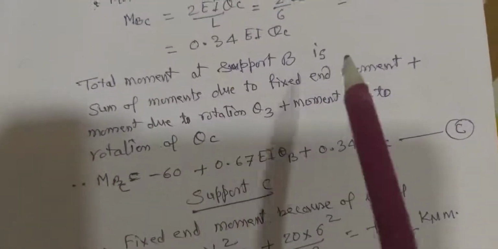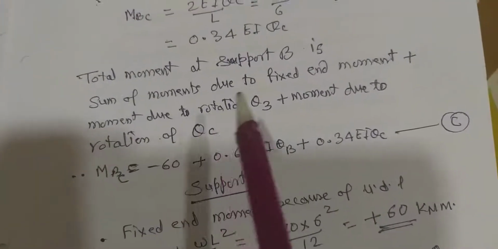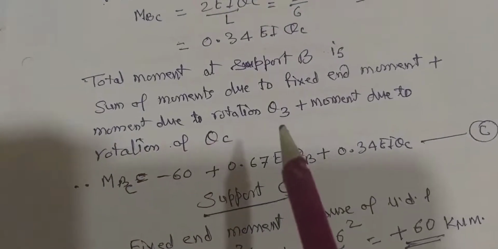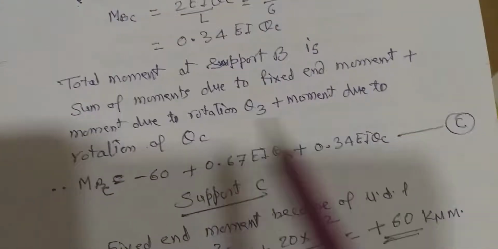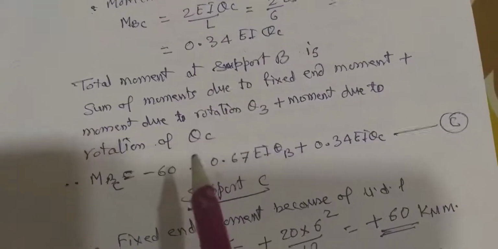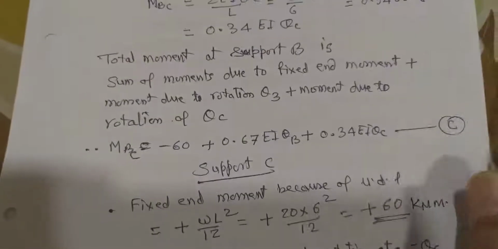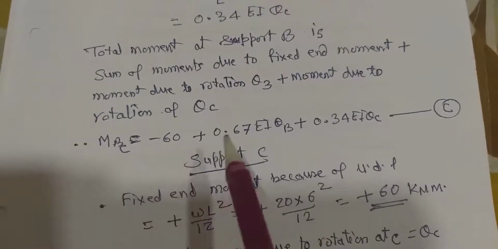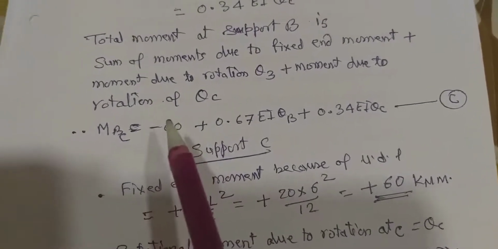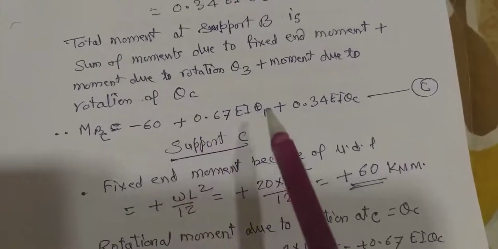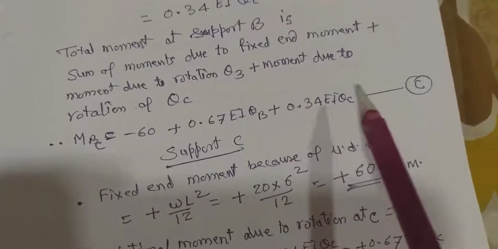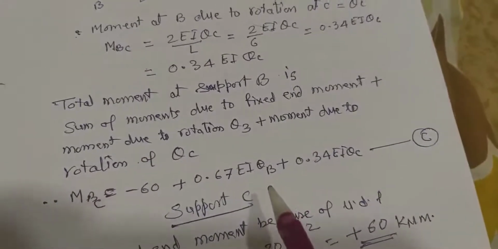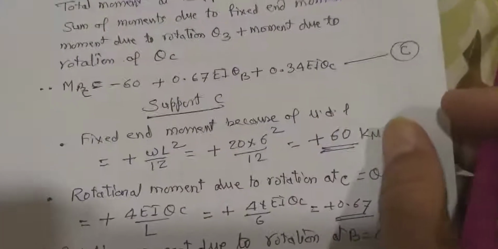The total moment at support B is the sum of the moment due to fixed moments, plus the moment due to rotation theta B, plus the moment because of the rotation theta C. Now the total moment MBC is equal to minus 60 because of the fixed moments, plus the moment because of the rotation at B, plus the moment transferred from C to B. Now we'll go for the next support C.